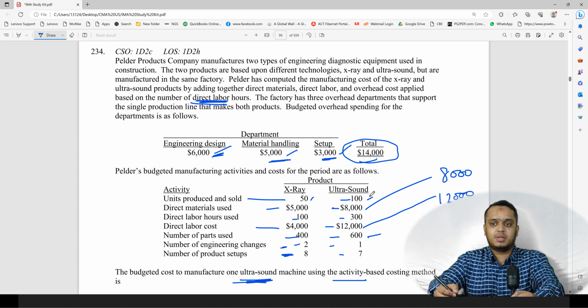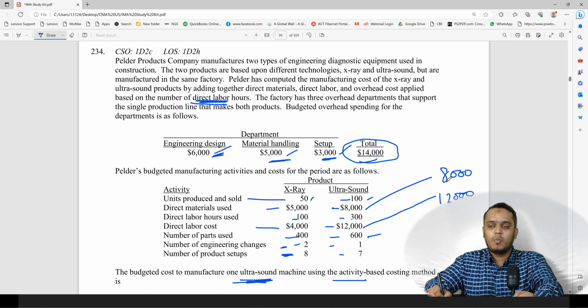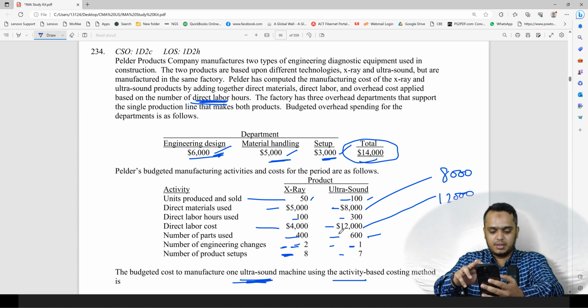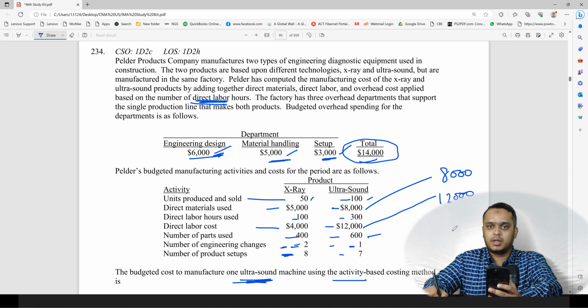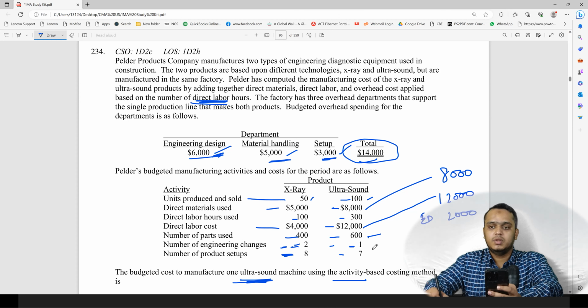But if I'm using the activity-based method, what do I have to do here? I have to divide this on this basis. Let's first see the 6,000. Number of engineering changes is 2 to 1. So I can divide 6,000 by 3, because 2 plus 1 is 3. I divide by 3 and multiply by 1. I get 2,000. So I can write down here that engineering design is 2,000 for me.